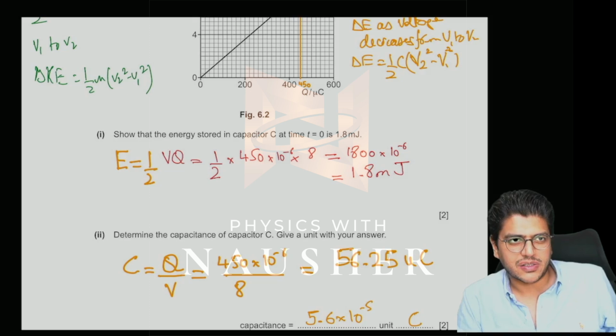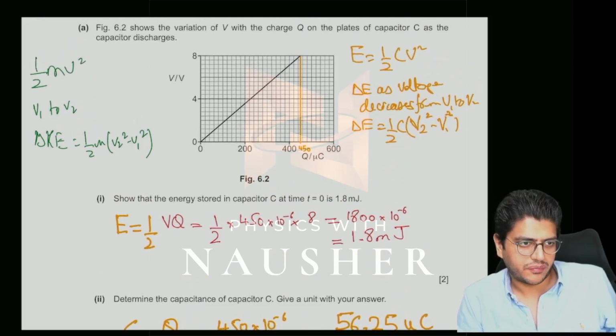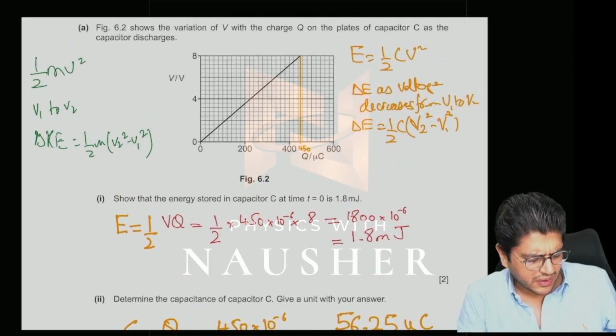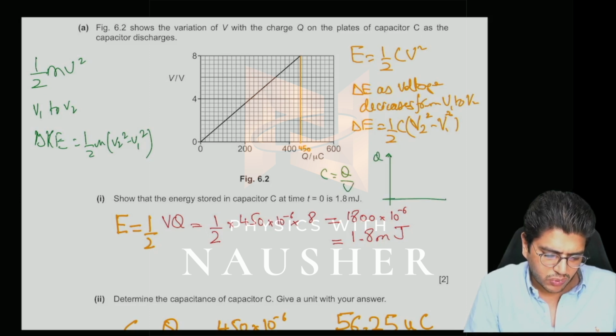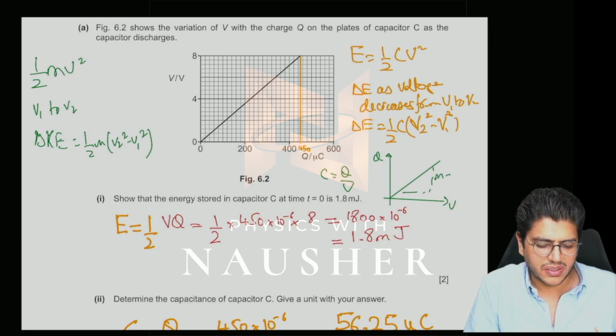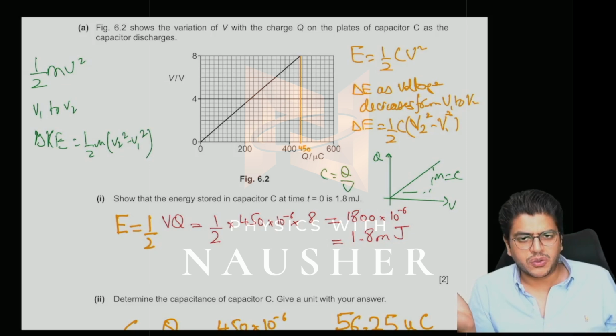Determine the capacitance. Now the gradient of this graph, not even the gradient, because it will be the gradient if in case you have capacitance is Q over V, right? So if you have a charge versus voltage graph and it's a straight line, then you can say, okay, the gradient of the graph will give me capacitance.